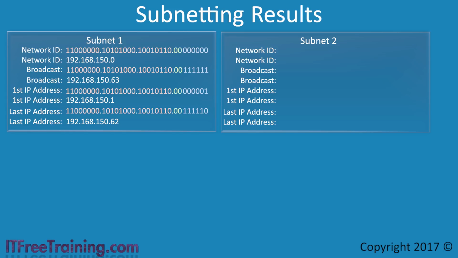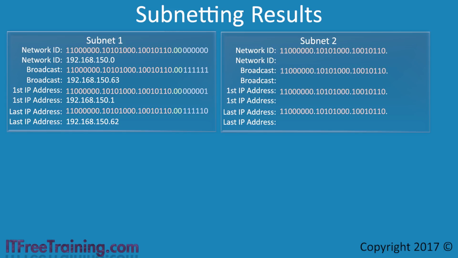Since the first 24 bits are the same, I will copy and paste the 24 bits from the previous network. Now there's the subnet ID. Since the last subnet was 0, the next subnet ID will be 1. All addresses in the second subnet will have the same subnet ID, so I will copy and paste this to all addresses. Next, like before, for the network ID, I will set the host ID to all zeros. The next step is to work out the broadcast address. To do this, I will set the host ID to all ones.